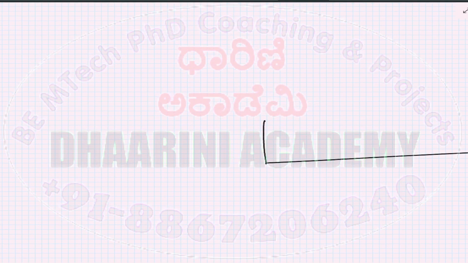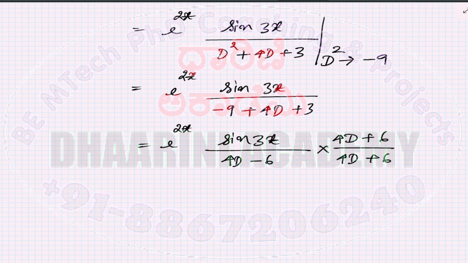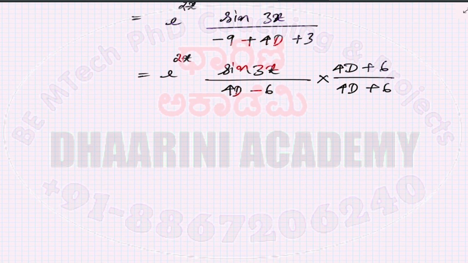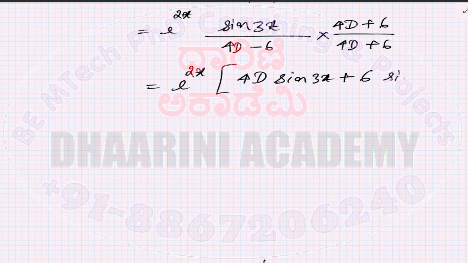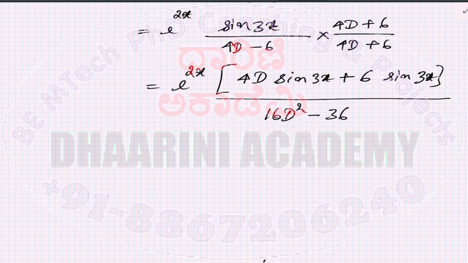Okay, so the next step is, this is equal to e to the 2x. We have 4D times sine of 3x plus 6 times sine 3x whole divided by 4D into 4D, which is 16 times D square, minus 36.